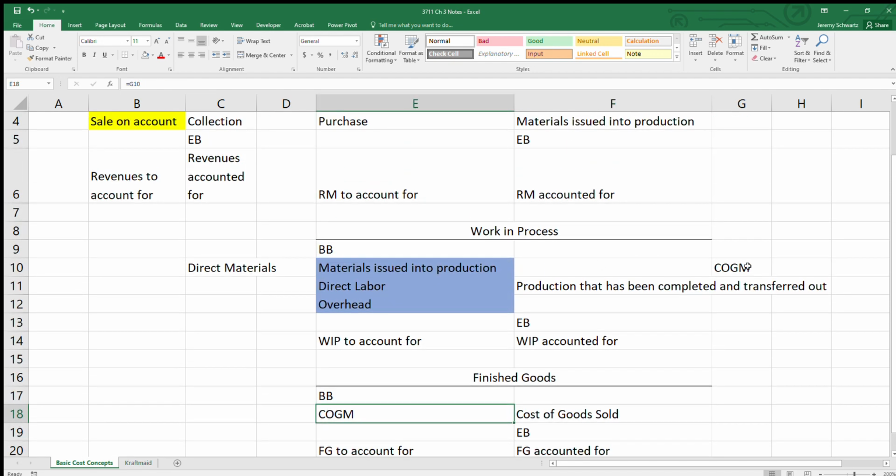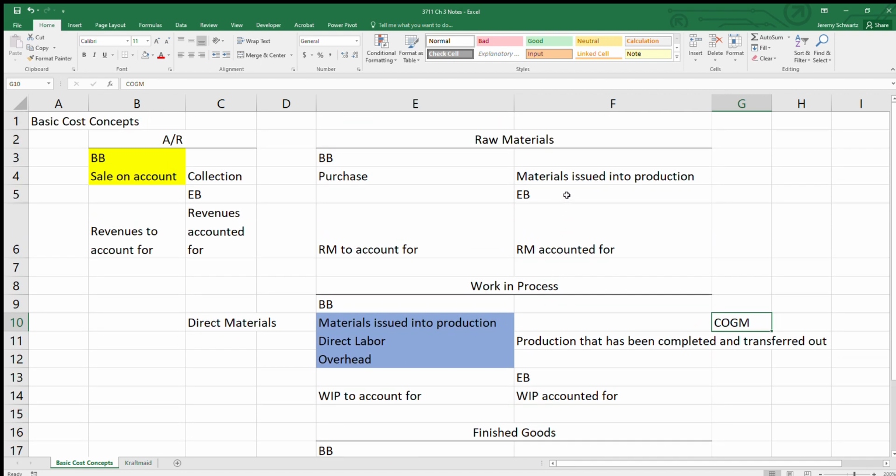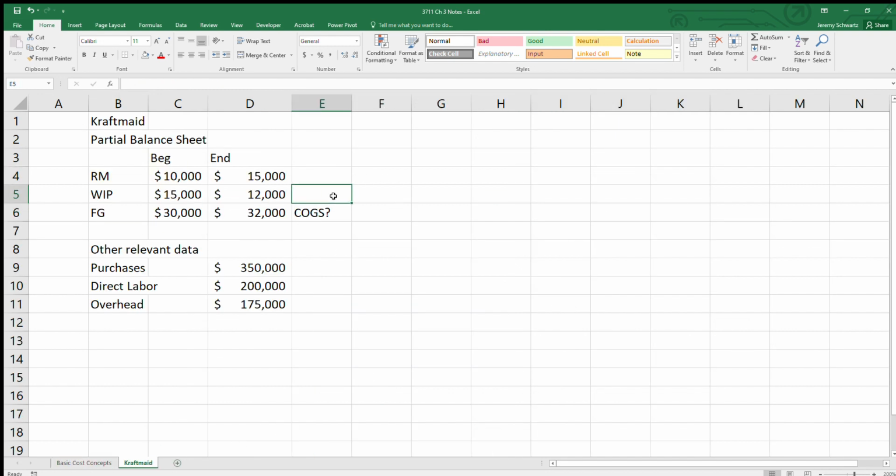Well, to know cost of goods manufactured, we need to do an account analysis of work in process, but before we know what that is, one of the elements of that would be the materials issued into production, which would require an account analysis of raw materials. So here we would find cost of goods manufactured, and then here we would find direct materials. So that's what we'll be solving for when we do an account analysis of each of these different accounts.